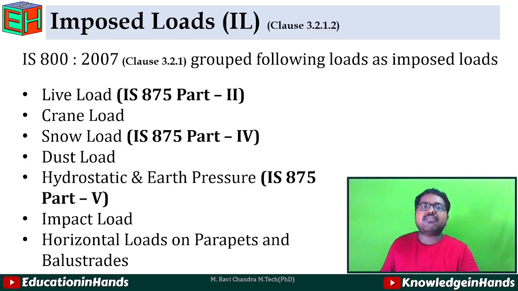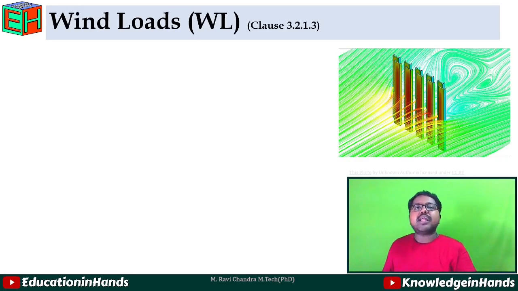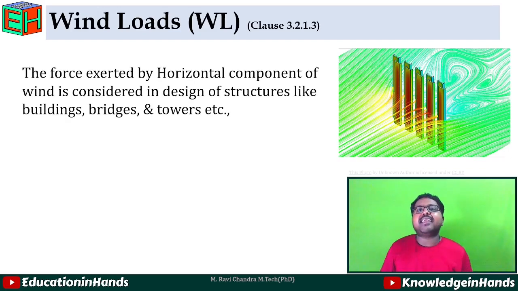The next one is wind loads. According to clause 3.2.1.3 of IS 800:2007, wind load means the force exerted by the horizontal component of wind, which is considered in the design of structures like buildings, bridges and towers, where this horizontal force of wind will exert pressure on the structure. So it is considered as wind load.